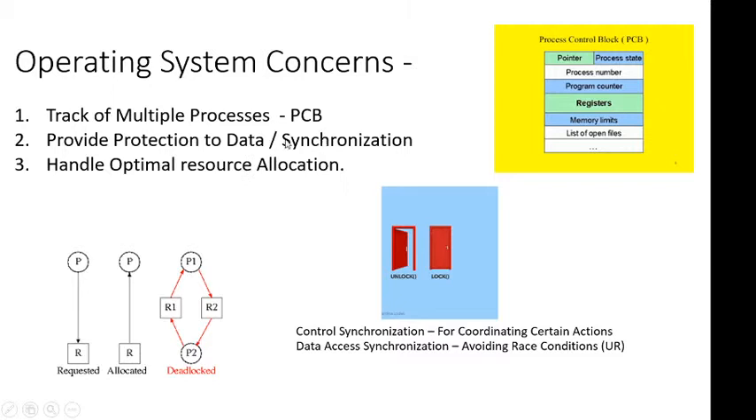So for now, we're going to see how to protect data when one process is using it, so that another process does not interfere and spoil the data, and you have unexpected results. So such unexpected results are called race conditions. So the process of protecting such data from interference from other processes is called synchronization. There are 2 kinds of synchronization: control synchronization for coordinating actions, who goes first, and data access synchronization to avoid race condition.